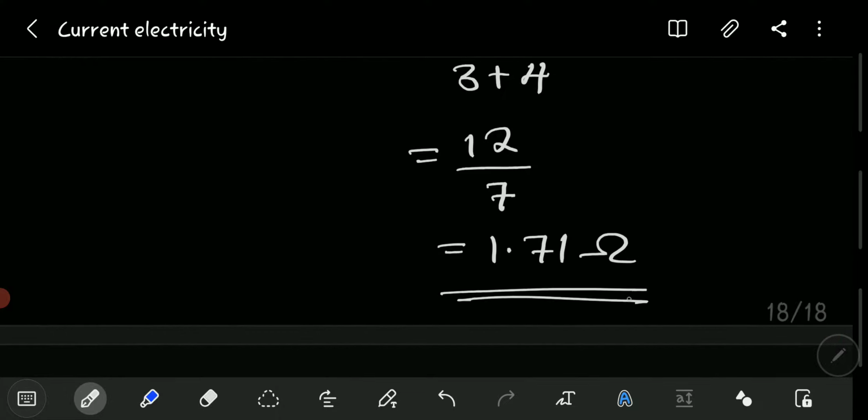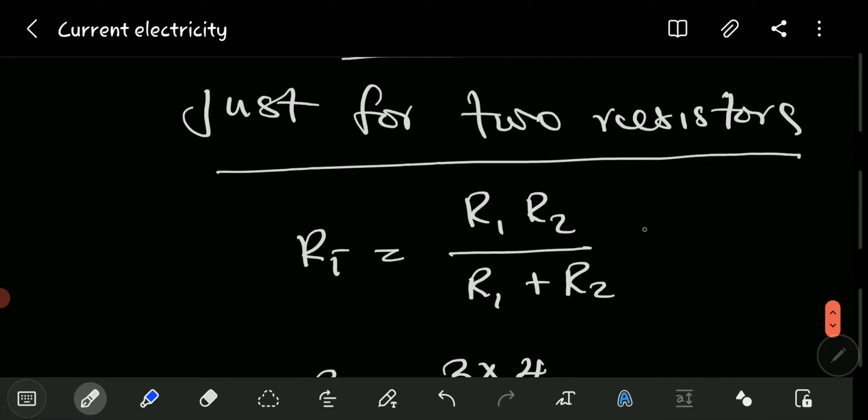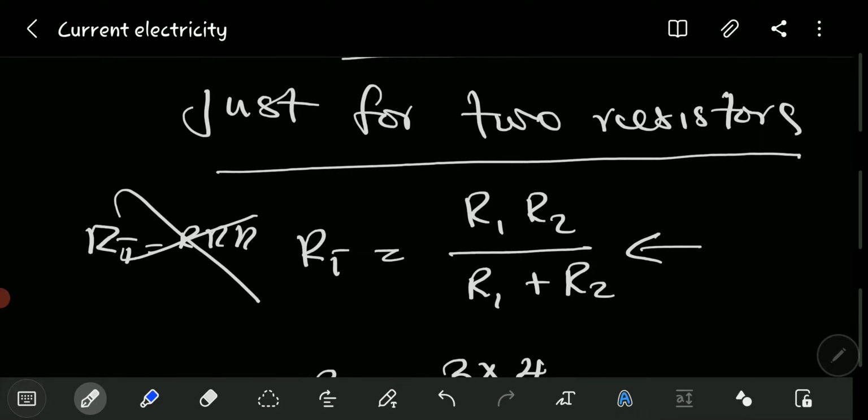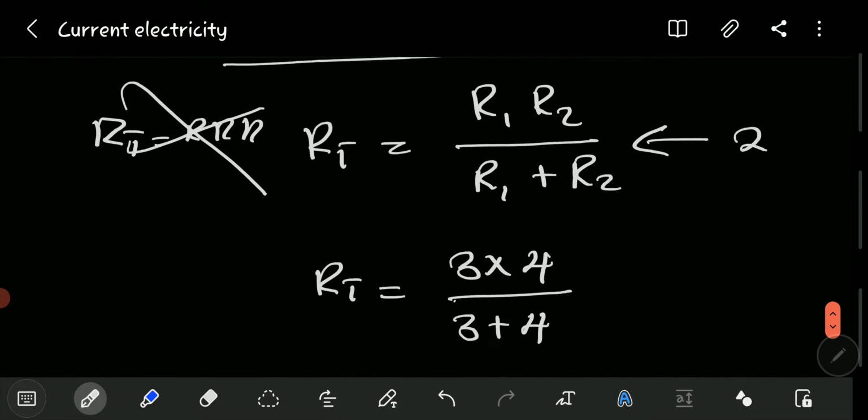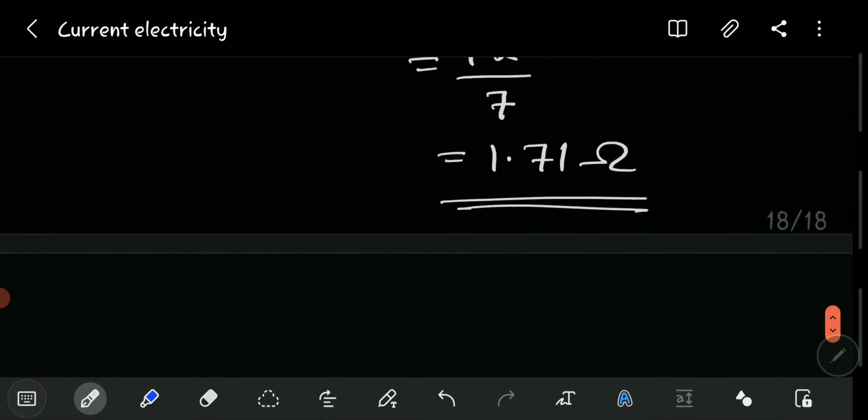which gives us 1.71 ohms. So this formula only works for 2 resistors. Do not get 3 resistors and start saying R total is equal to R1, R2, R3. It doesn't work. This formula is only restricted to 2 resistors, not 3, not 4. You need to go the long way if you have more than 2 resistors.